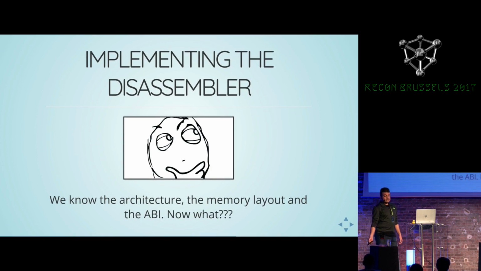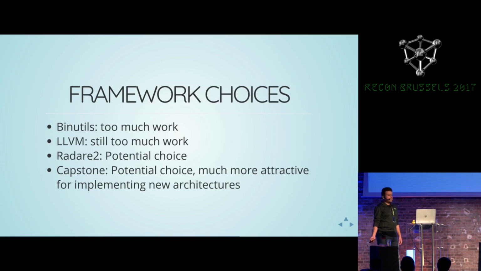So we know the architecture, we know the memory layout, we know the API. Now what? We have some framework choices. You could use binutils or LLVM, but this is too much work. You can use R2, which is a potential choice, but I found it much more attractive to implement a new architecture in CAPSTONE.